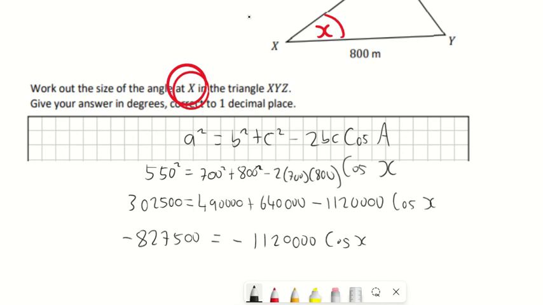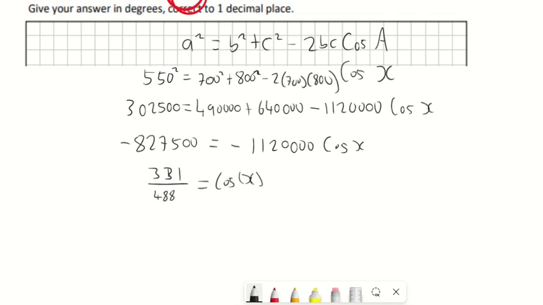So now you're going to have to move across this because this is being multiplied by the cos x. So therefore you're going to move the 1120,000 across and divide it. So when you do that, you should get 331 over 488 because you're dividing a minus by a minus. So cos x is equal to that. So then to get x by itself, we're going to move over the cos, but it becomes a cos inverse when it goes across, and that's the final thing we have to do.